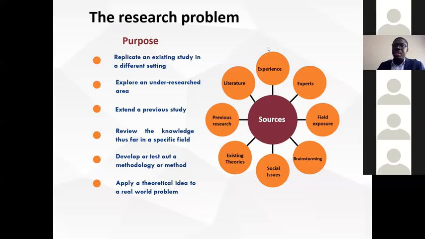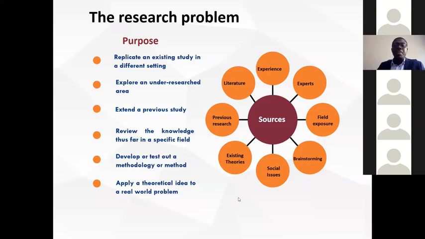You may have carried out a previous study when you were an undergraduate or when you were doing your master's and you want to extend it. You are allowed to do that. Or someone else may have done a study and you think that you can extend it. You can add some other variables, some other consequences, or some other antecedents.